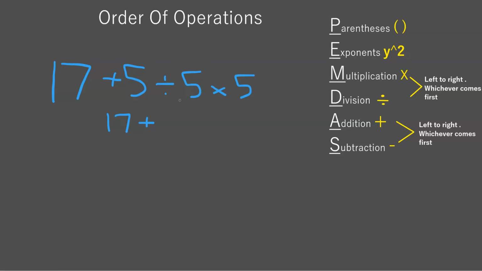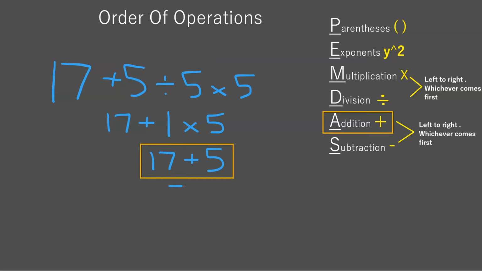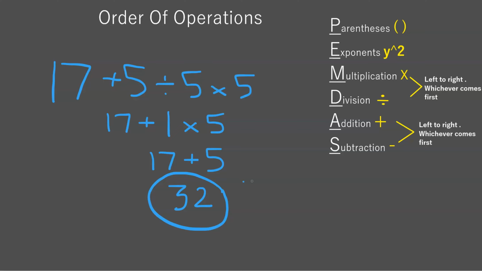And again, we rewrite everything that we have left, and we do it one step at a time. Alright. Now, the next thing we have is multiplication, because that came after the division if I'm looking left to right. So it's 1 times 5 is 5, and so we rewrite everything we have left, 17 plus 5. And then we have addition to finish off the problem. So the answer is 32.